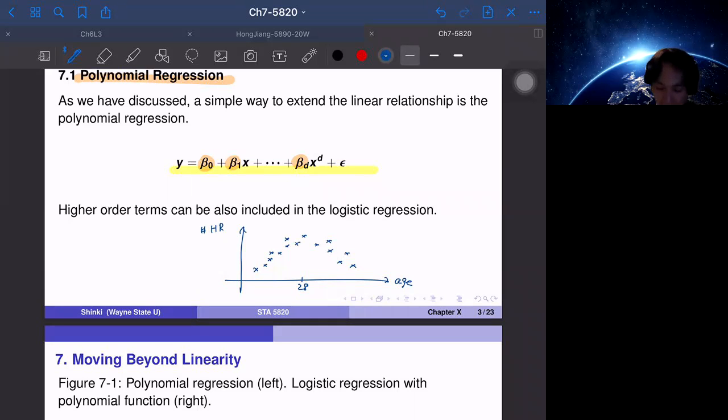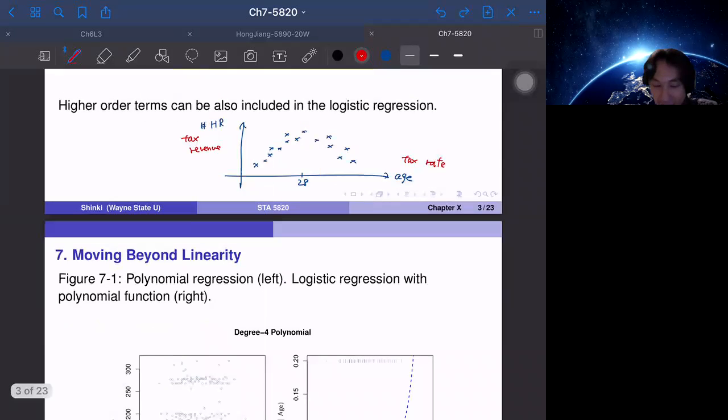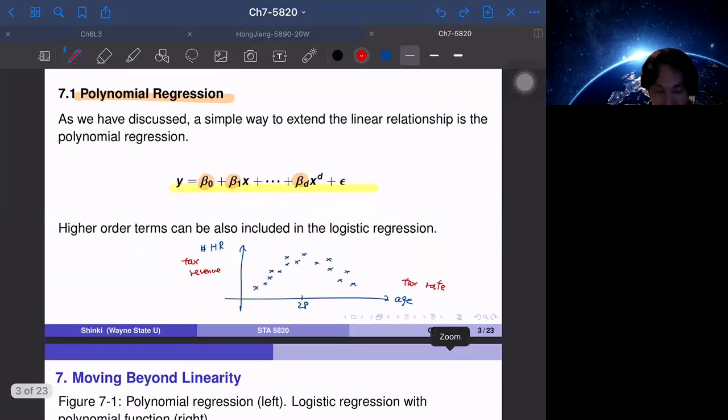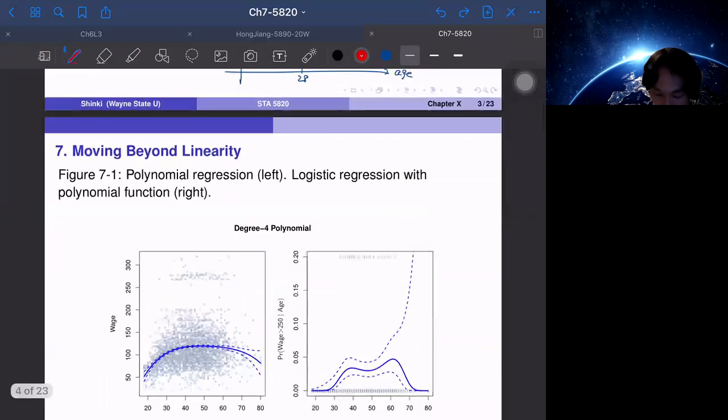Usually the quadratic function can find some optimal point. So for example, this is the tax rate and the tax revenue. If tax is too high, the economy collapses, then tax revenue actually goes down. So we expect a similar kind of pattern, but usually it's hard to detect this quadratic curve. In reality, sometimes it's hard to find a good example to apply polynomial regression, but at least it works.